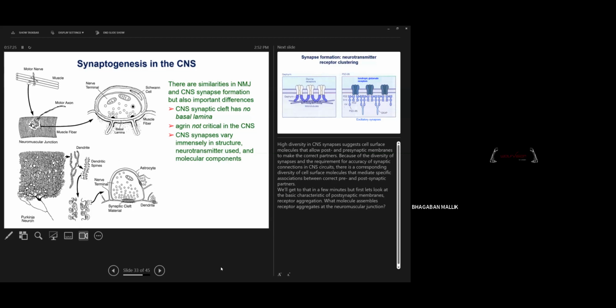The other thing is that agrin is not critical in the CNS synapse. Agrin is critical in the neuromuscular junction, but not in this synapse. The CNS synapse also uses different neurotransmitters. So you have GABA-type neurotransmitter present in the CNS synapse, and different molecular components are also present in the CNS synapse, which are not present in the neuromuscular junction.